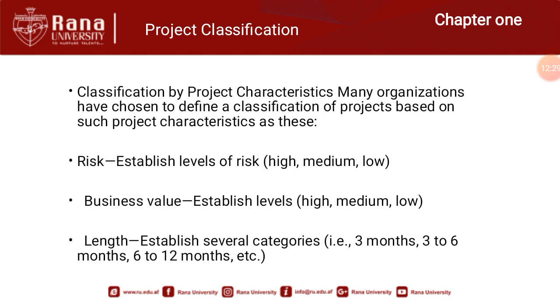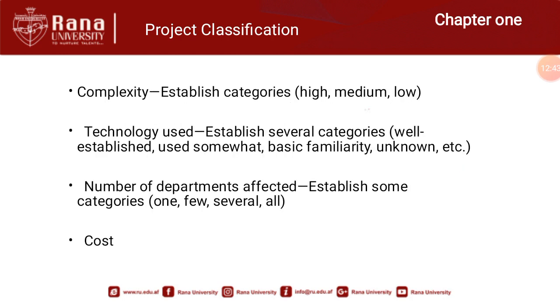And the same is true for low project risk, low business value, and the length will similarly be lesser, comparatively medium to high. The fourth way by which organizations can classify the project is the complexity characteristic. So organizations establish categories like high complexity projects, medium complexity projects, and low complexity projects. Classifying the project on the basis of complexity gives an idea to the project manager of what sort of projects they are dealing with.